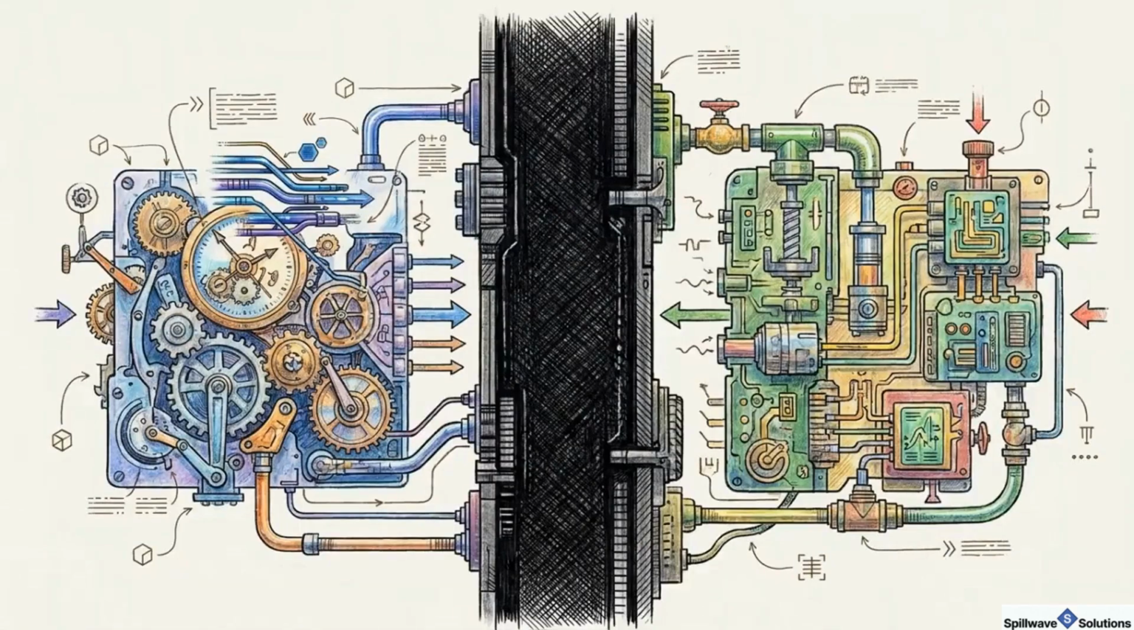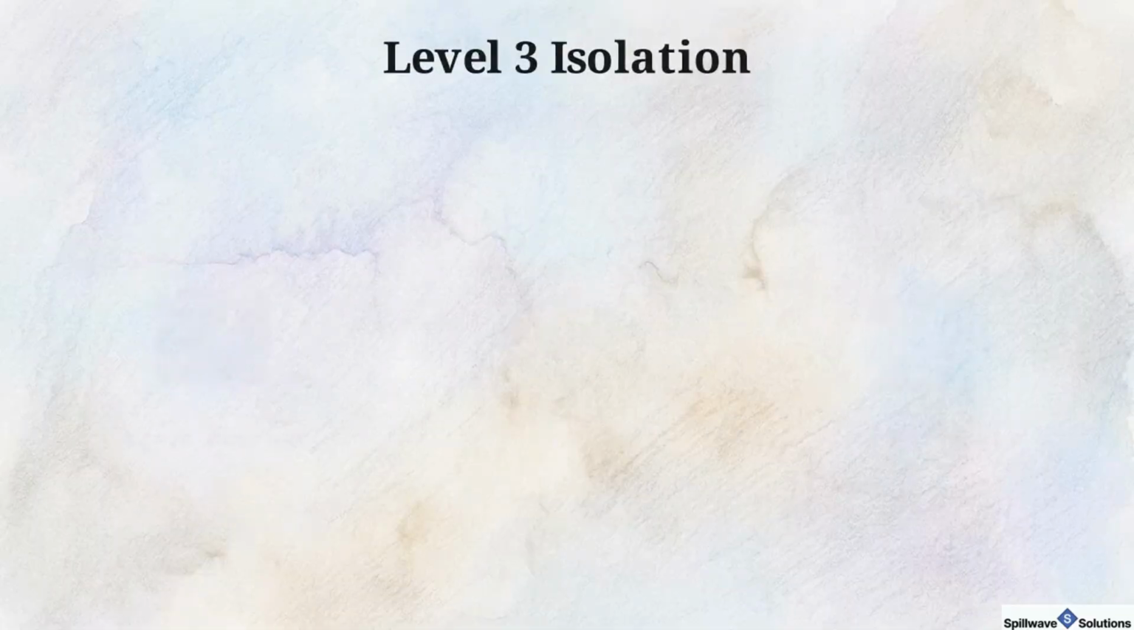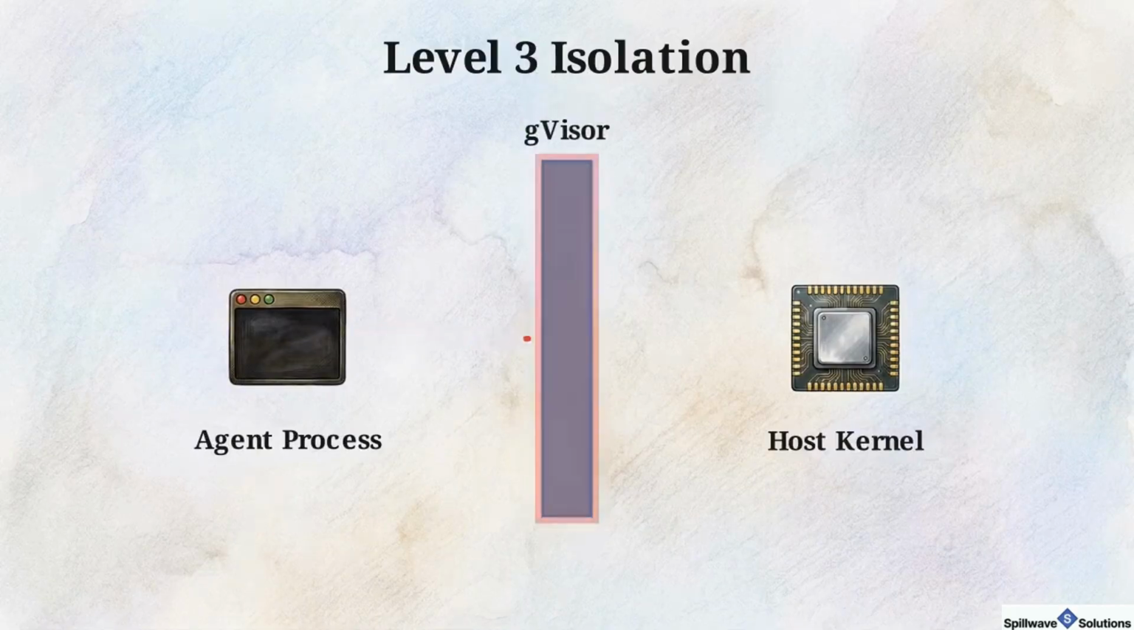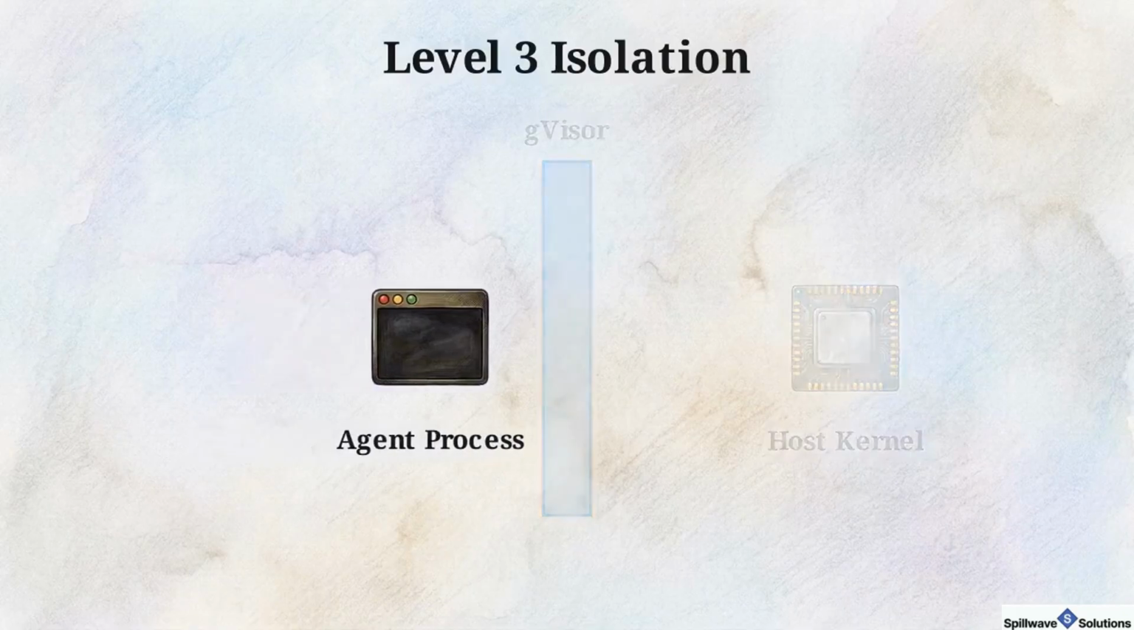Even a hardened container shares the host kernel. When processing genuinely untrusted or multi-tenant input, you must create a more significant boundary. Level 3 isolation uses gVisor, which intercepts system calls in user space. This creates a barrier that prevents malicious code from interacting directly with the host kernel.